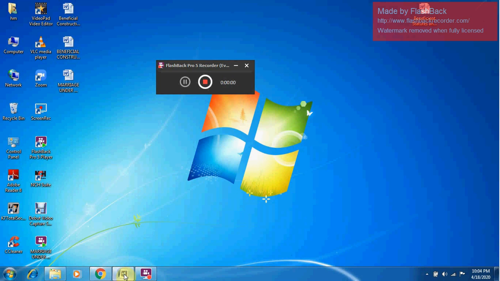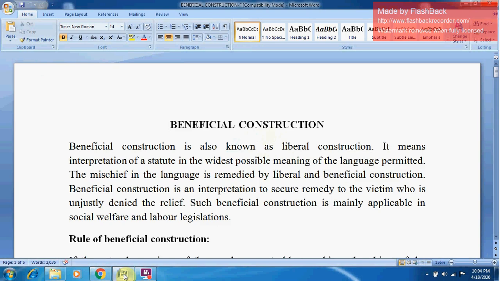And today's class is beneficial construction. This is the online class, and this topic, beneficial construction, is a second year, second semester topic under the subject interpretation of statutes.